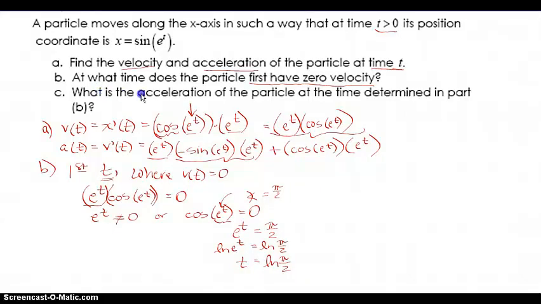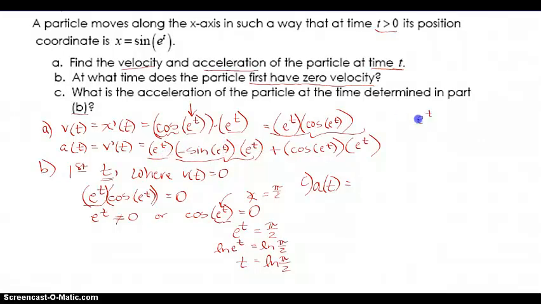Part C says, what is the acceleration of the particle at the time determined in part B? So now I have to go back up and pick up the acceleration function, and we might clean it up a little bit. Here's work for part C. We have e to the t times negative sine of e to the t times e to the t. So I'm going to put these e to the t's together.